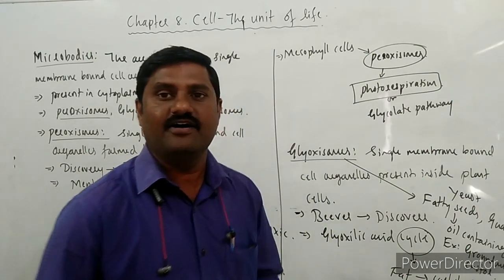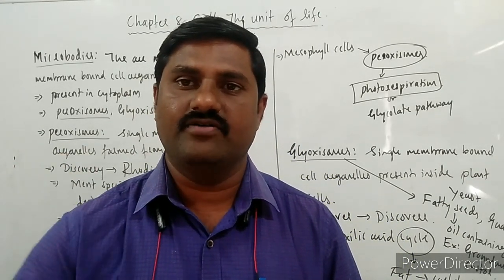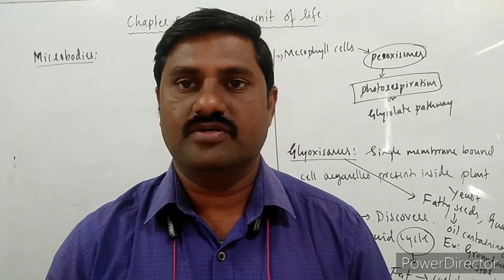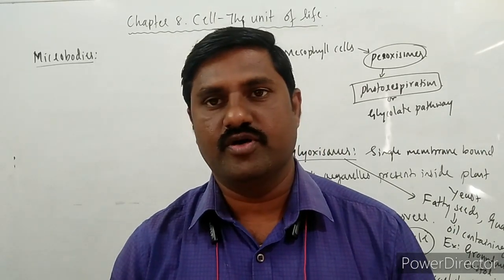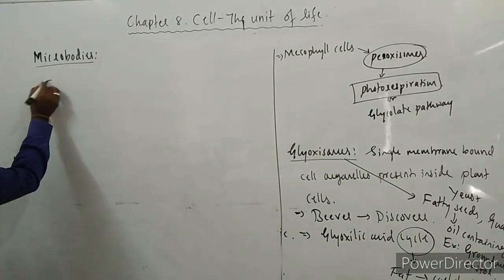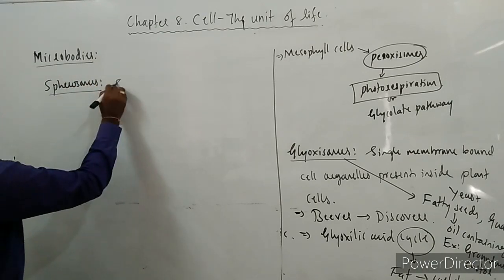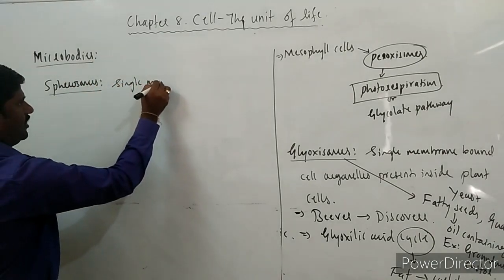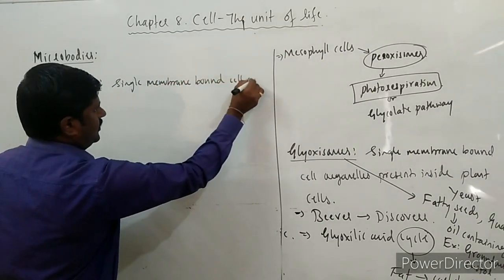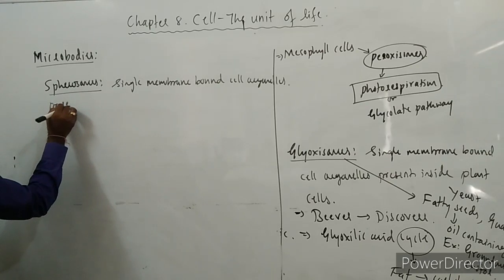These are another kind of microbodies. And now the last one is spherosomes. Let us see it now itself. Spherosomes are also membrane bound cell organelles that are present as microbodies inside the cytoplasm of the cells, right? These are also single membrane bound cell organelles present in the cytoplasm.